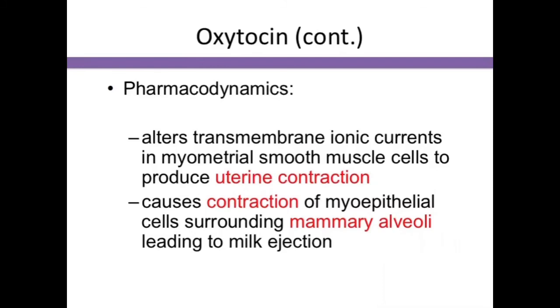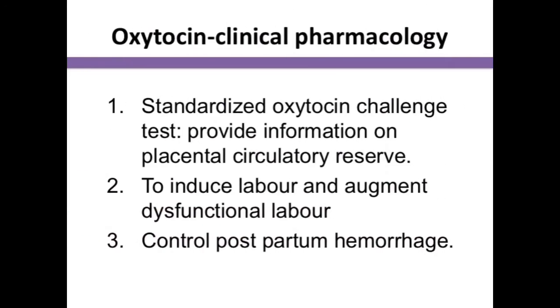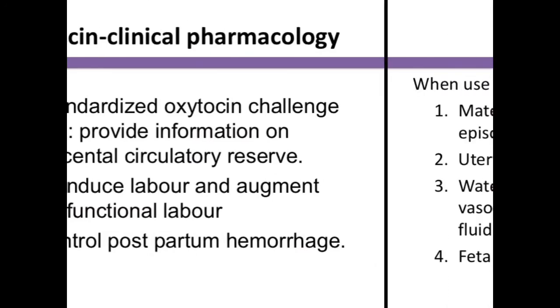Oxytocin alters the transmembrane ionic currents in myometrial smooth muscle cells to produce uterine contraction. It also causes the contraction of myoepithelial cells surrounding the mammary alveoli, which leads to milk ejection. Clinically, oxytocin is used as a standardized oxytocin challenge test to provide information on the placental circulatory reserve. Secondly, it is used to induce labor and augment dysfunctional labor. And thirdly, it's used to control postpartum hemorrhage.